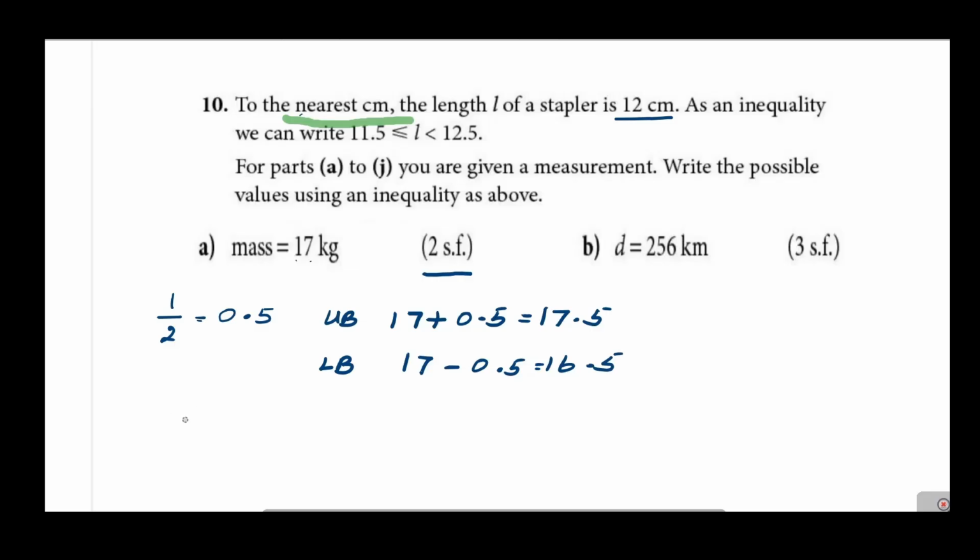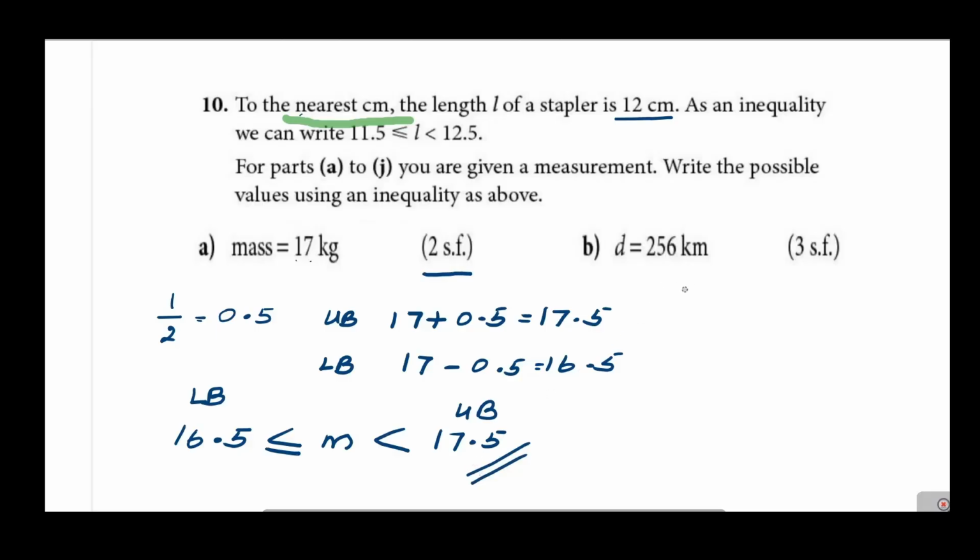Now we have to leave our answer as an inequality. Start off with the lower bound, which is 16.5. And the mass should be greater than or equal to this lower bound. On this side we write the lower bound. After that, smaller than but not equal to the upper bound, which is 17.5. So this is the upper bound. That's how we do it. This is the final answer, limits of accuracy.